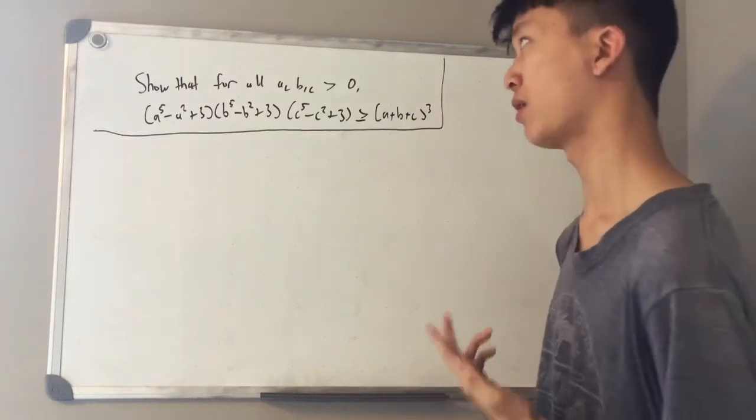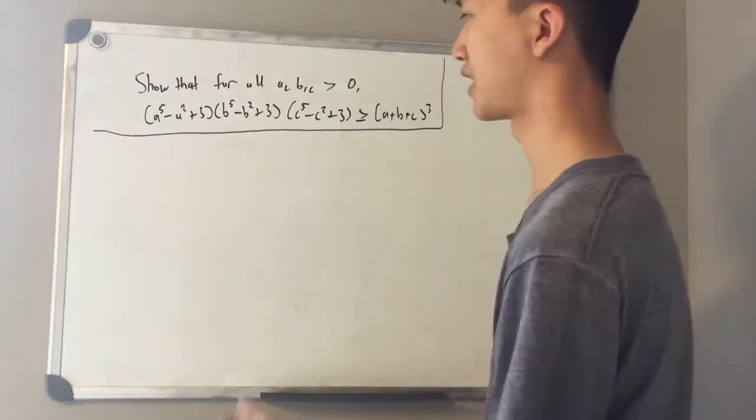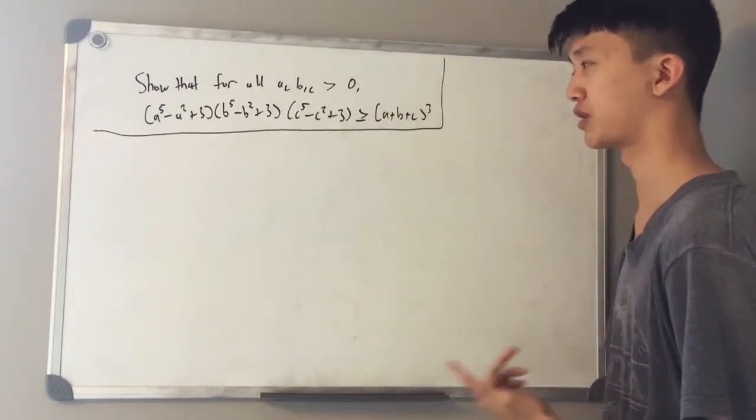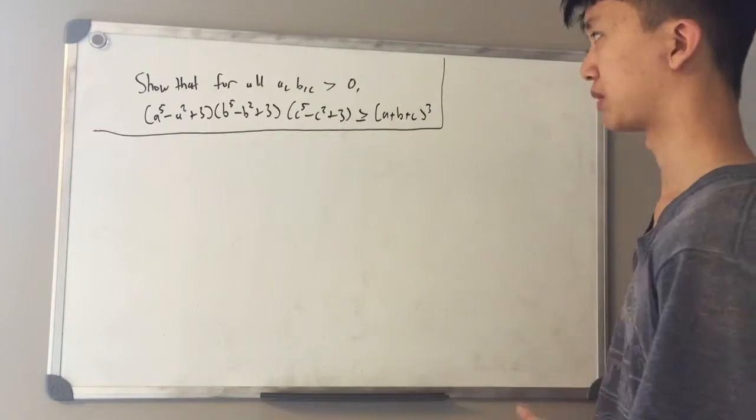So we're going to show that for all positive a, b, and c, a to the 5 minus a squared plus 3 times b to the 5 minus b squared plus c times c to the 5 minus c squared plus 3 is greater than or equal to a plus b plus c all cubed.